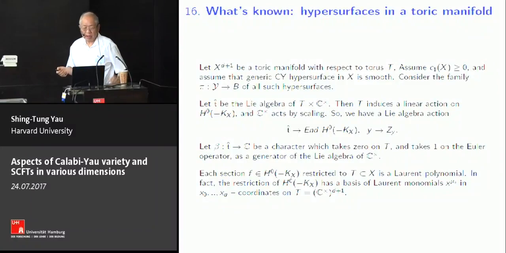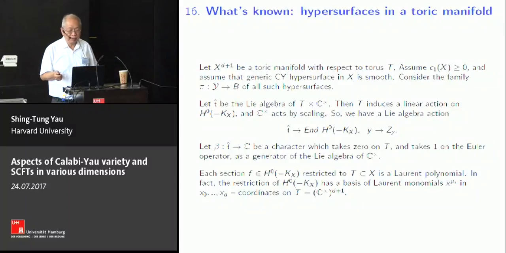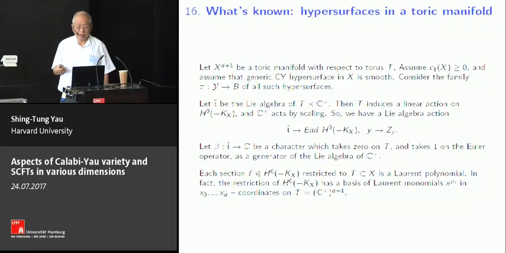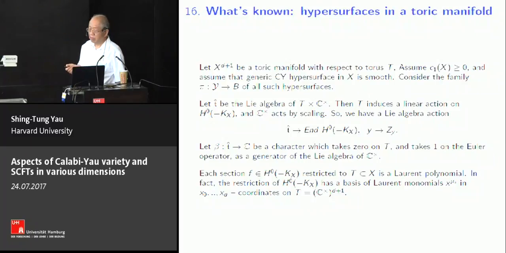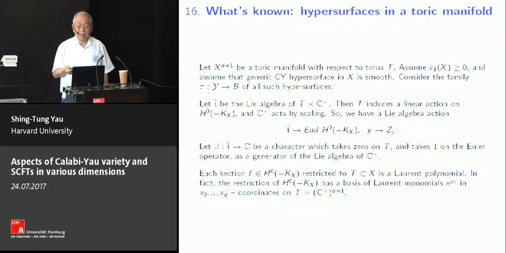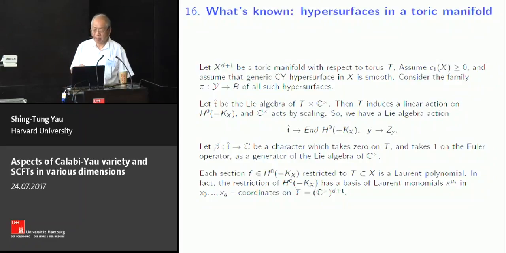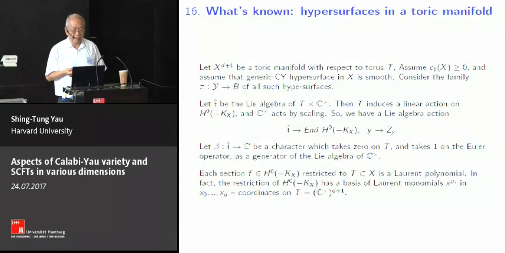So let X of dimension D plus 1 be a toric manifold with respect to a toric action. It's important to have a toric action acting there. And we assume the first Chern class of the total space is non-negative, for example, a Fano manifold, and we assume the generic Calabi-Yau hypersurface is smooth. So, for example, the first example was CP4, with a quintic sitting there, and this is more general than that. We take a family of all such hypersurfaces, and call it pi from Y to B, where B is a parameter space.